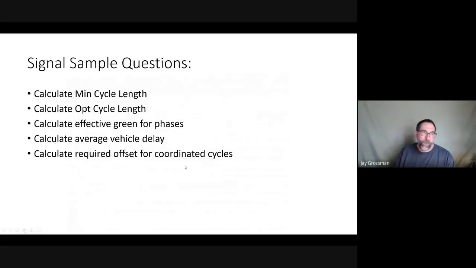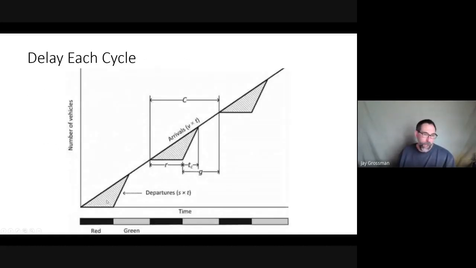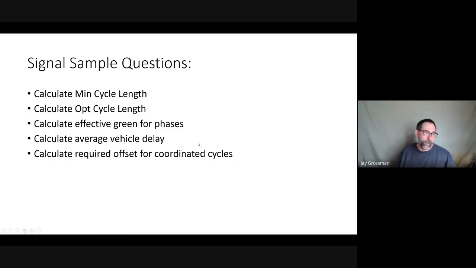Sample questions that you might see for signals: calculate the minimum cycle length, the optimal, what's the effective green, what's the green for each phase. That's a pretty common question. What's our average vehicle delay? If we know how much green time and red time we've got and what the average rate of vehicles arriving is, this is their arrival rate, and this is the saturation flow rate on the backside, the departure rate. You should be able to develop and figure out all those pieces and calculate that.